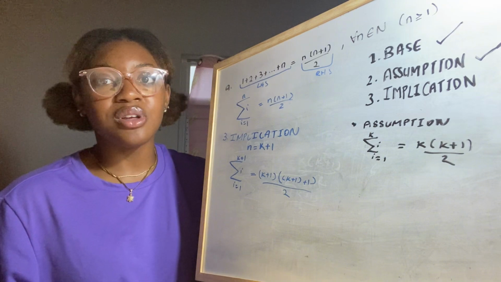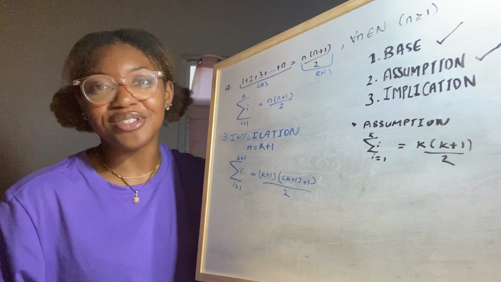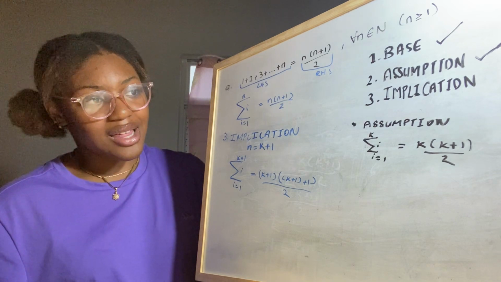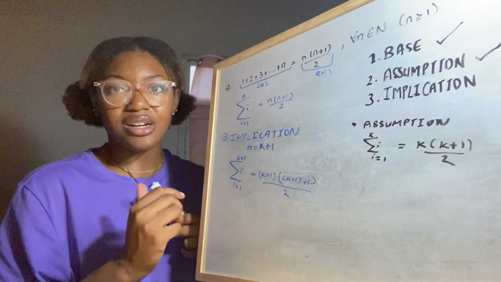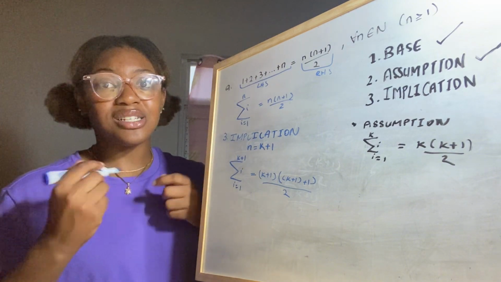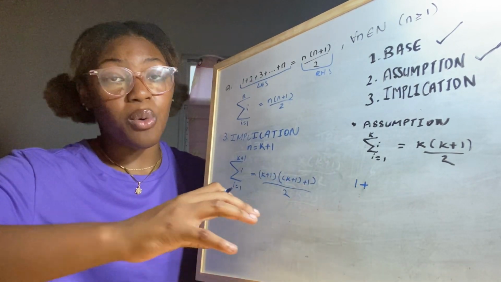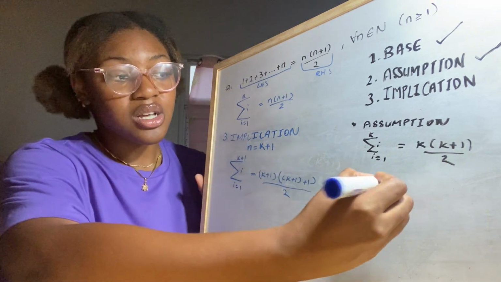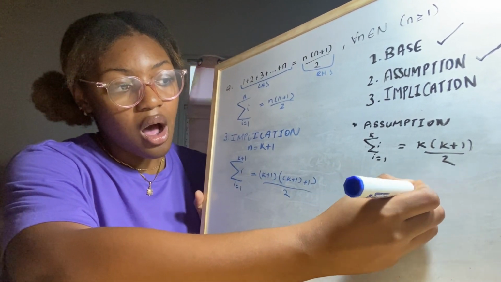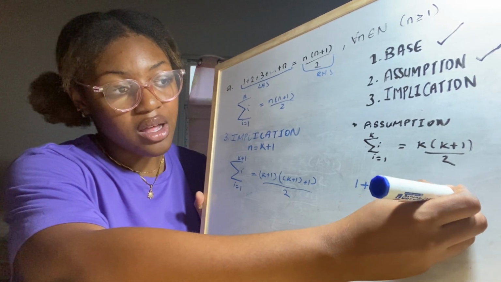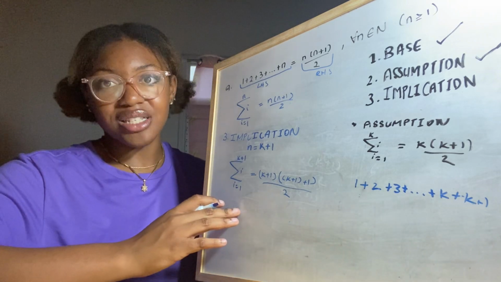And if you notice, we're supposed to use our assumption, which we're going to do. We can see that this representation right here is basically telling us that we're trying to find the sum of numbers from 1 to k plus 1. So it's like we're saying we're going from 1 plus 2 plus 3 all the way to k plus 1. So that is what this means basically.